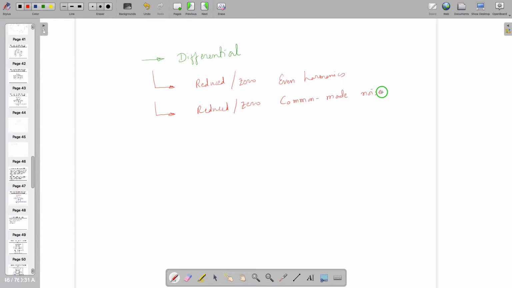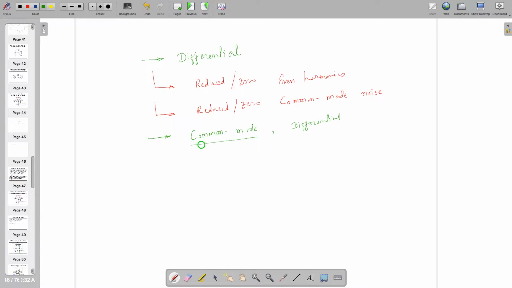And we also talked about two terminologies. One is called common mode and one is called differential. Common mode is common to both the inputs, whereas differential is 180-degree phase shifted to each other. Now we studied this and understood how it works in previous few lectures. Now let's go to the next slide, which is on common mode.